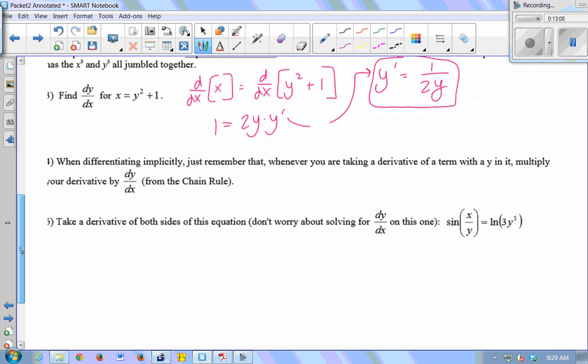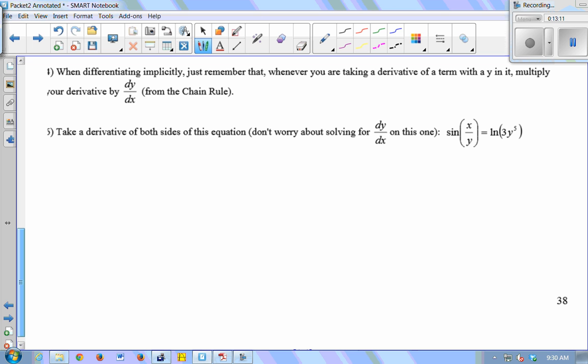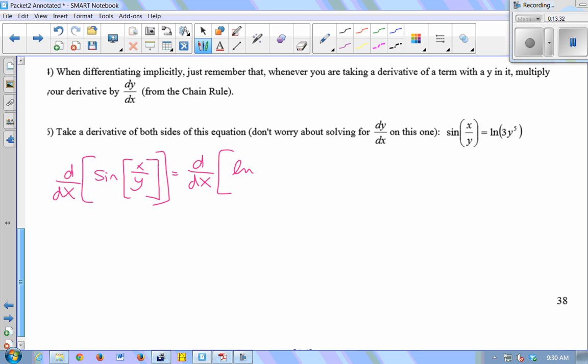All right, so let's say I want to take a derivative of both sides of this equation. We're not going to solve for dy dx just because it's going to be messy, but just for practice, taking d dx of both sides. I want to take d dx of the sine of x over y, and that's going to be equal to d dx of the ln of 3y to the 5th.